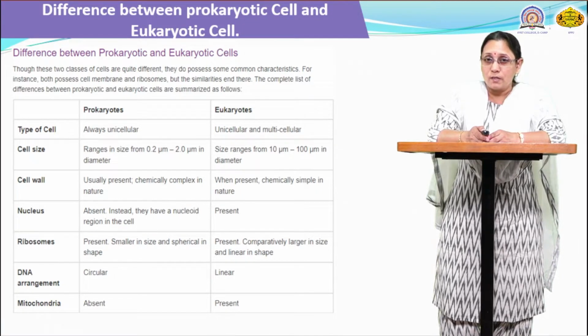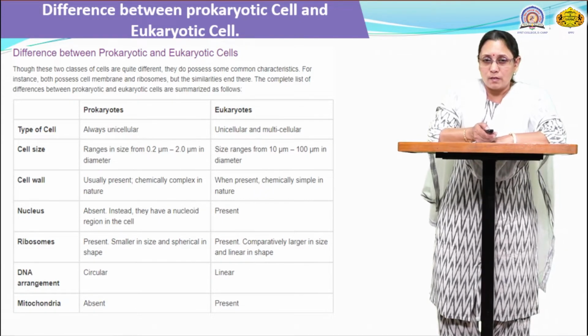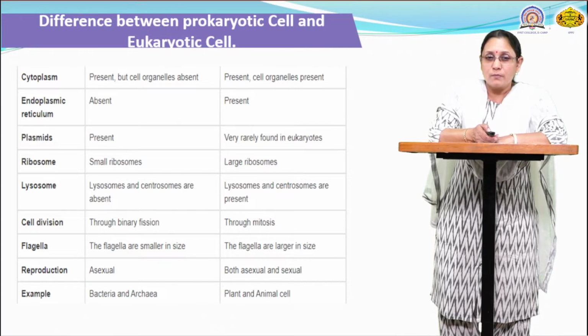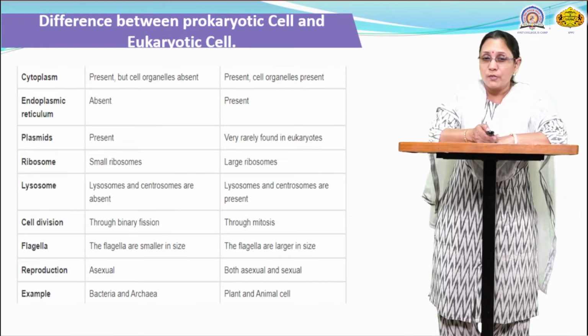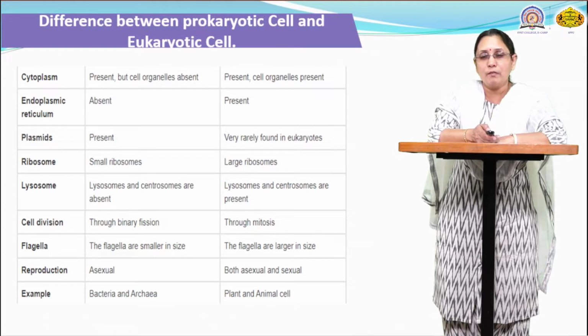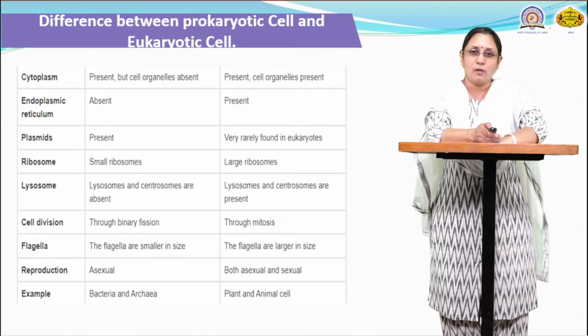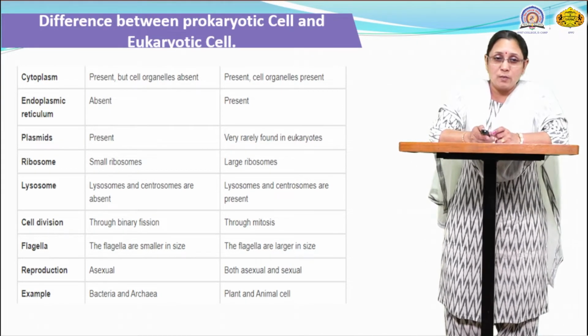Then mitochondria. This subcellular organelle is totally absent in prokaryotes, while a well-developed double membrane structure of mitochondria can be seen in eukaryotic cell. What about the cytoplasm? Cytoplasm is present in both, but in prokaryotes we can't say that subcellular organelles are totally absent. Very few subcellular organelles are present in prokaryotes, while well-developed membranous subcellular organelles are present in eukaryotes. Then the next subcellular organelle enlisted here is the endoplasmic reticulum.